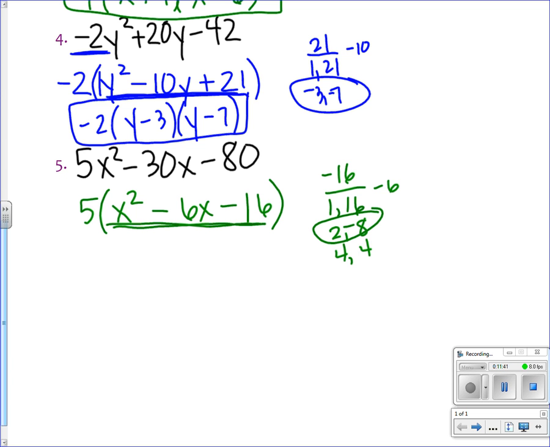So then what do we write as our final answer here? 5 times what? Or x is our variable, but yeah. X plus 2, x minus 8. It doesn't matter the order as long as you have the 2 positive and the 8 negative.